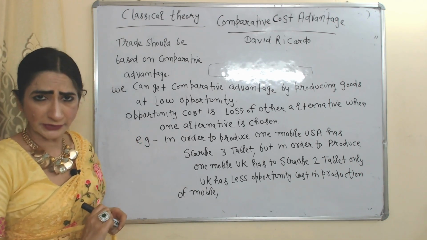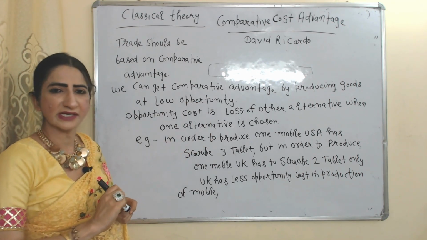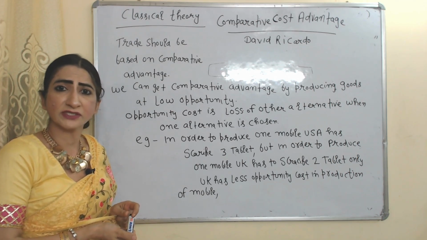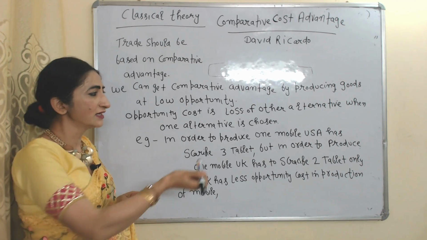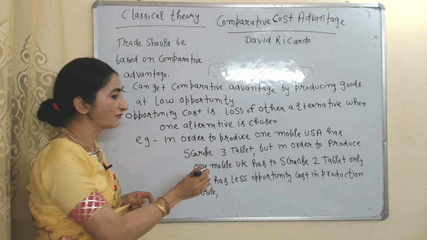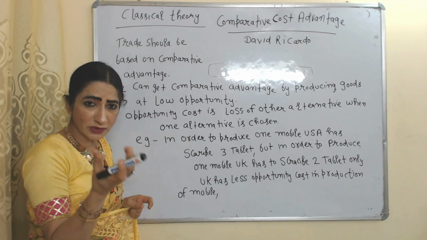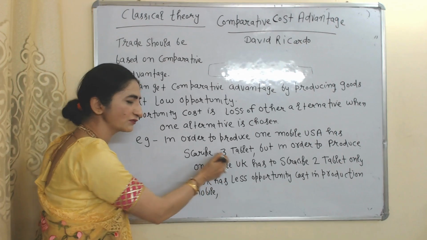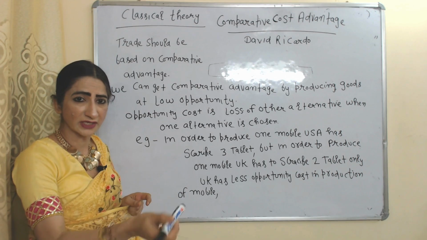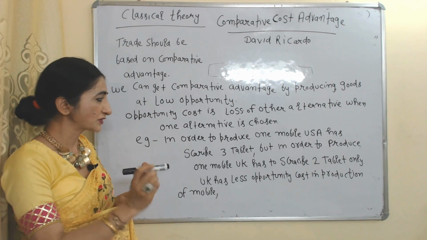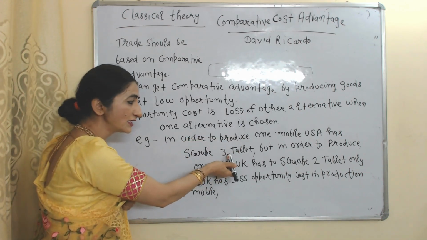What do you mean by opportunity cost? Opportunity cost means the loss of other alternative when one alternative is chosen. For example, in order to produce one mobile, USA has to sacrifice 3 tablets. That means opportunity cost of producing one mobile is sacrifice of 3 tablets, because opportunity cost means the loss of other alternative when one alternative is chosen.